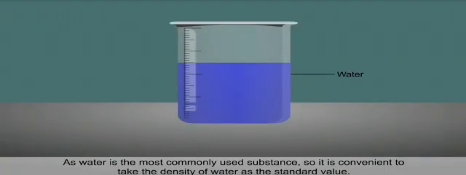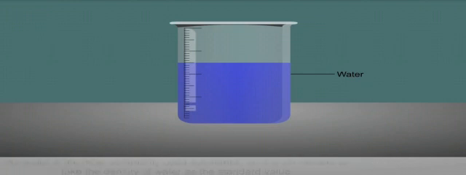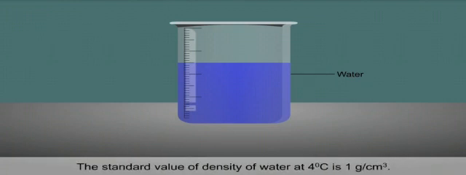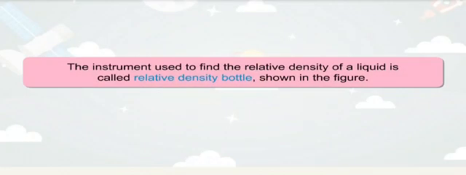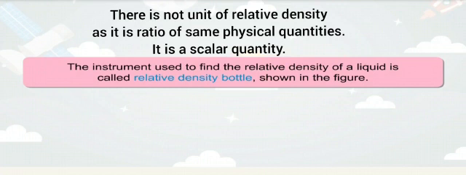As we know, water is the most commonly used substance, so it is convenient to take the density of the water as the standard value. The standard value of the density of the water at 4 degrees Celsius is 1 gram per centimeter cube. The densities of other substances are compared with the density of the water. Relative density has no unit as it is the ratio of the same physical quantities. It is a scalar quantity.